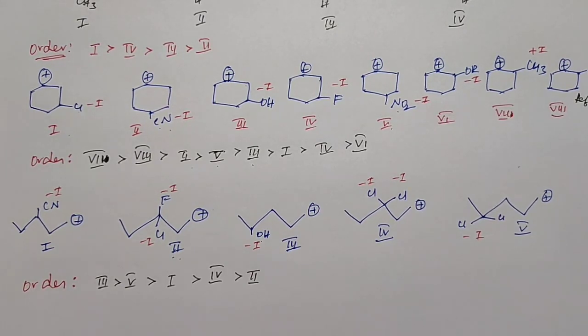Like this, based on the minus I power, the minus I inductive effect, and based on distance, number of I groups, and power, we can decide, or we can arrange the stability of carbocations, or we can explain the stability of carbocations.